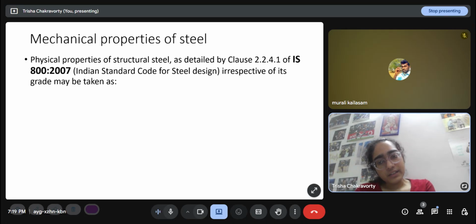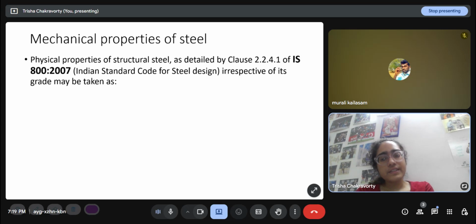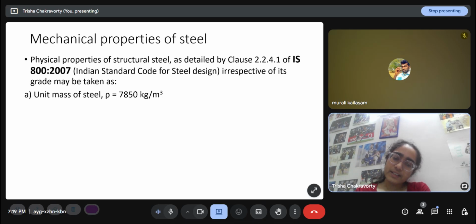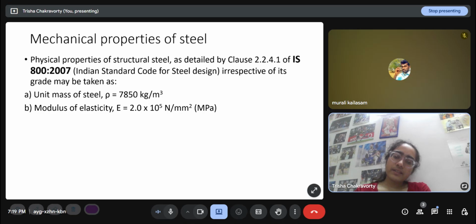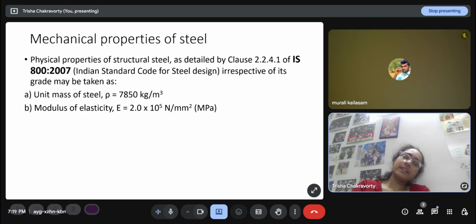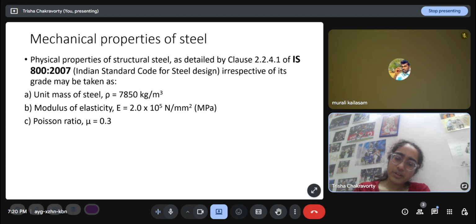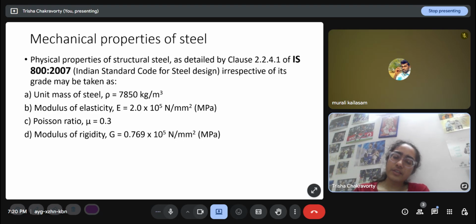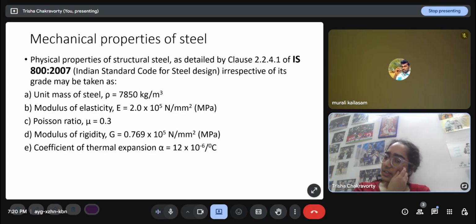Some mechanical properties of steel. Physical properties of structural steel as detailed by clause 2.2.4.1 of IS 800 2007, which is the Indian standard code for steel design. Irrespective of its grade, the unit mass or density of steel can be taken as 7850 kg per meter cube. Modulus of elasticity or Young's modulus E is 2 into 10 to the power 5 megapascal. It is the initial slope of the stress strain curve in the linear regime. Poisson's ratio mu is 0.3. Modulus of rigidity or shear modulus G is 0.769 into 10 to the power 5 megapascal, and coefficient of thermal expansion alpha is 12 into 10 to the power minus 6 per degree centigrade.